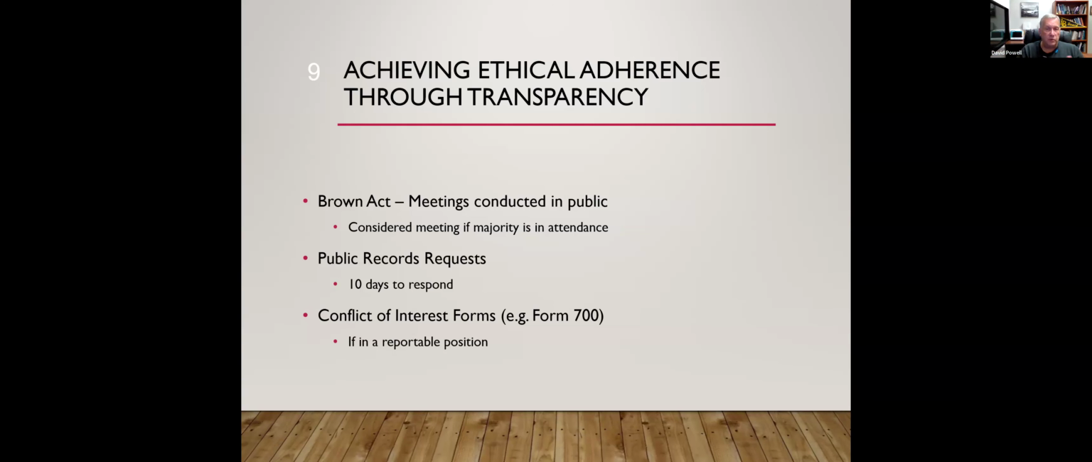And then in certain positions, if you're in a reportable position, you then also have to complete a conflict of interest form known as Form 700. A Form 700 will require you, if you're in a reportable position, to disclose any types of investments that you have that could have an impact upon the business of the government, any type of property that you own outside of your personal primary residence. So if you have any rental properties, those all have to be disclosed.